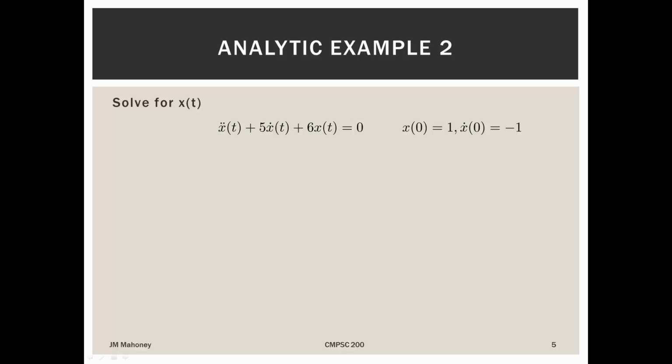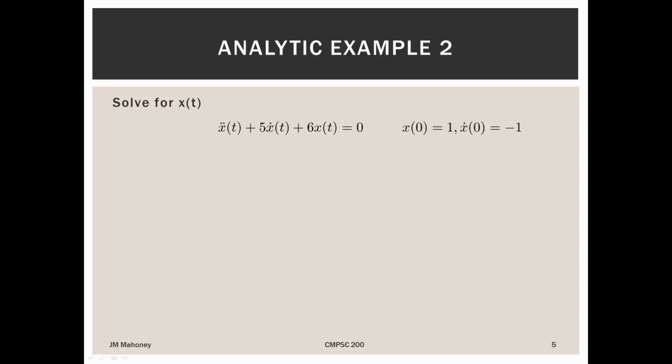Let's look at another example of being able to solve a differential equation analytically. In this example, we have x double dot plus 5x dot plus 6x equals 0. So our independent variable is time, or t, and our dependent variable is x, and we have not only its first derivative, but its second derivative as well.